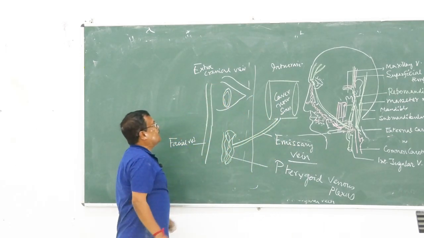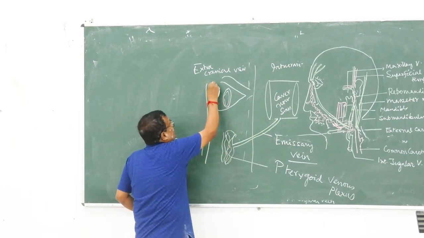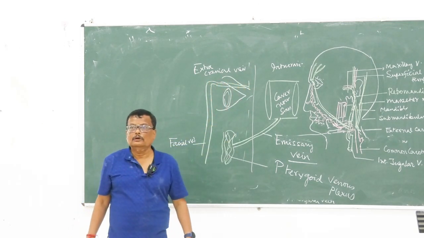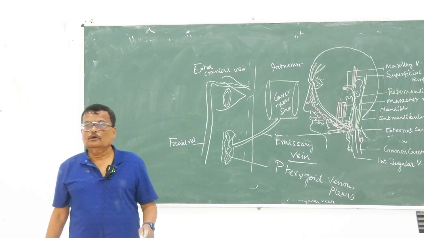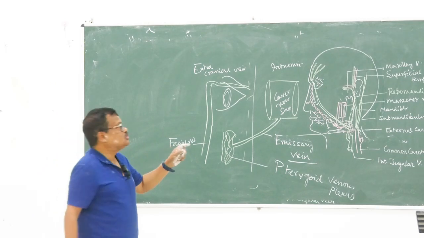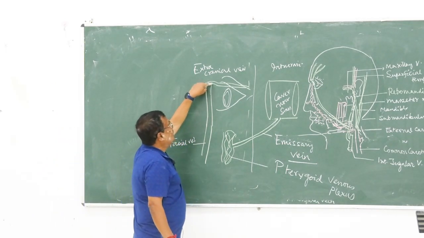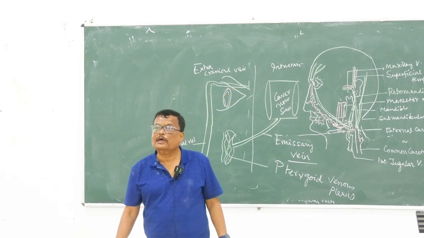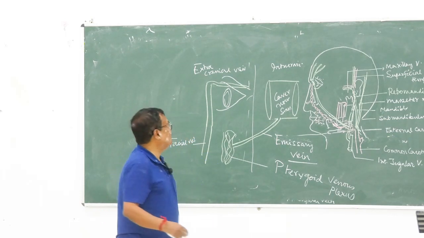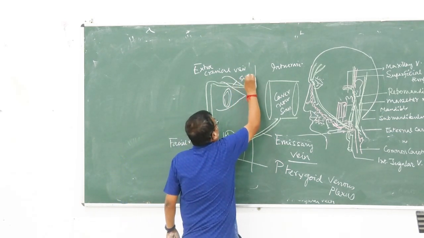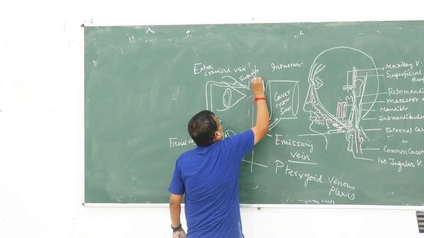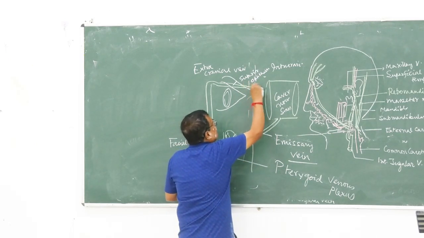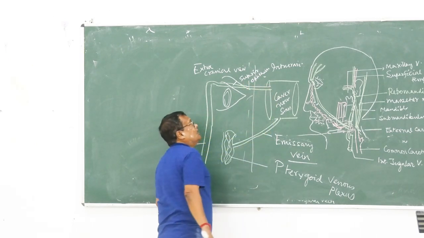এই যে ফেসিয়াল ভেইন at the medial angle of the eye, it anastomoses with another vein known as the superior ophthalmic vein. Superior ophthalmic vein. So, the facial vein at the upper end, at the medial angle of the eye, communicates with the superior ophthalmic vein. And superior ophthalmic vein in its turn communicates with the cavernous sinus.